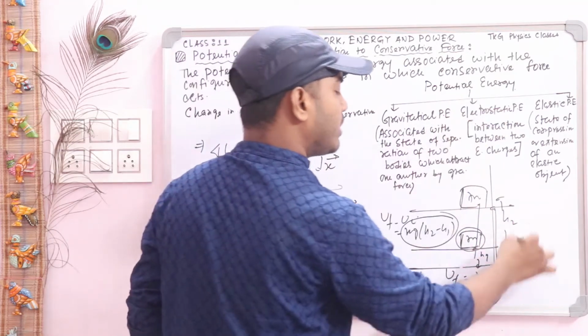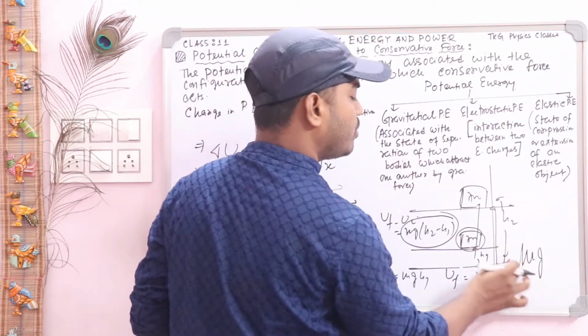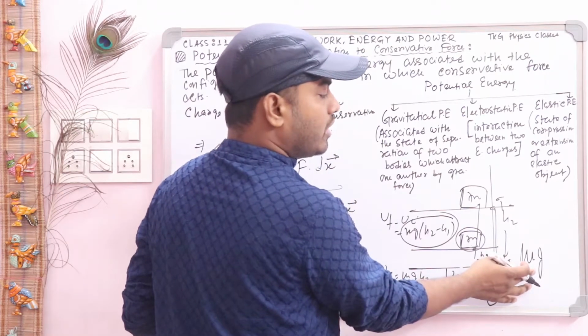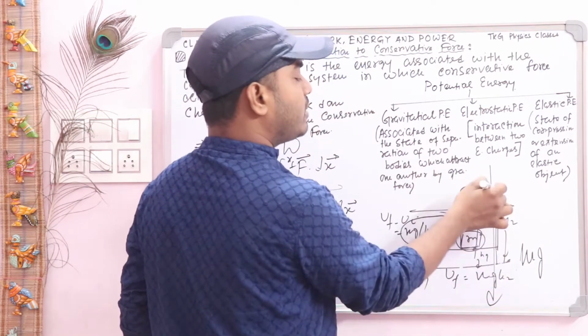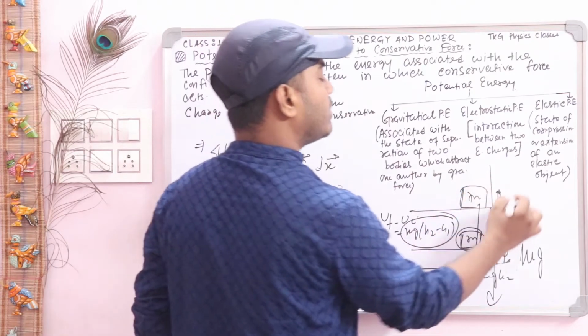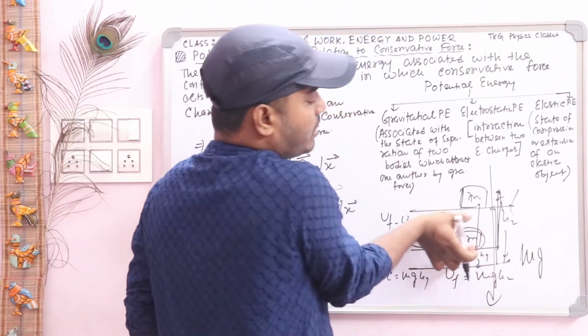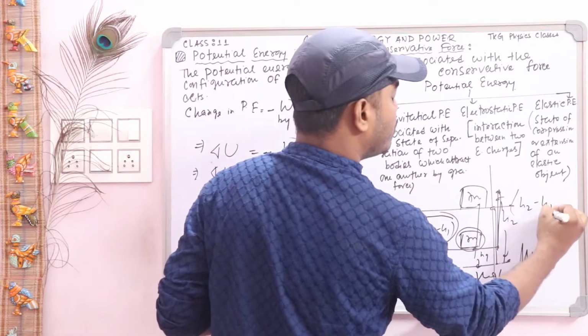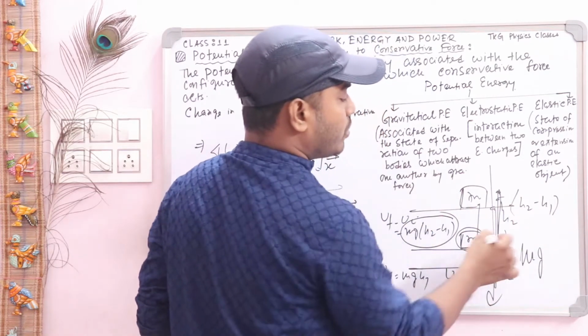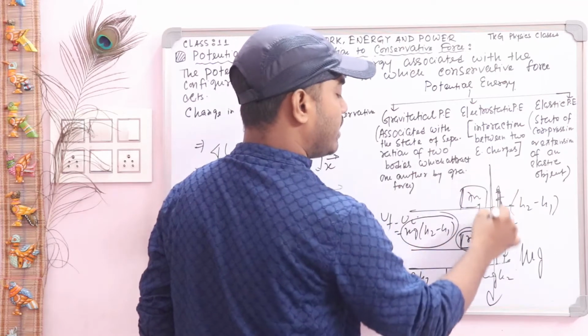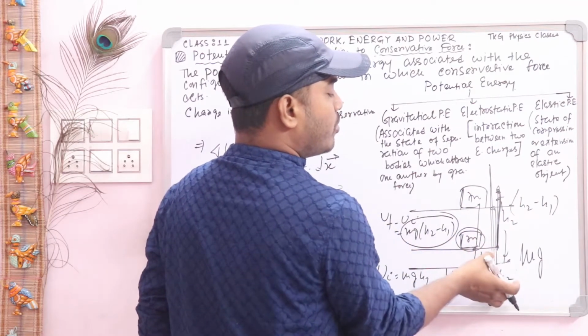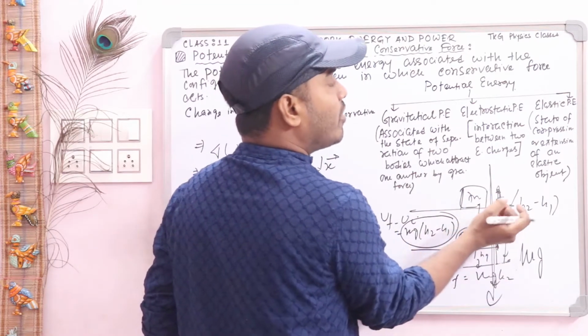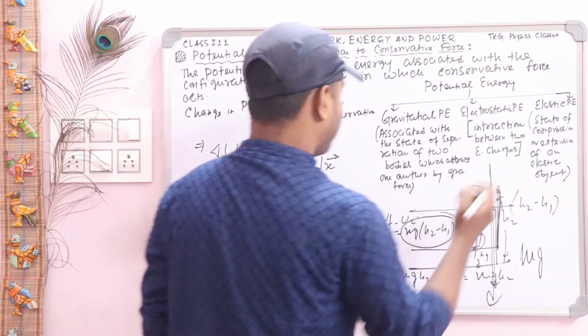The force expression is mass into acceleration due to gravity, and the body is displaced from this height. So here the displacement, the change in height, is h2 minus h1. This is the displacement and this is the direction of force. So force and displacement are in opposite directions, so here you see the angle.